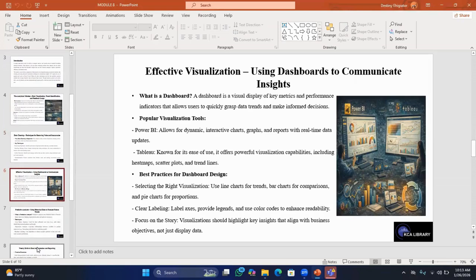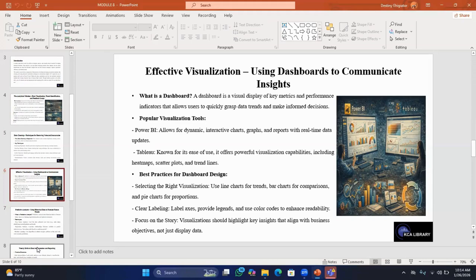Now, let's look at effective visualization using dashboards to communicate insights. But first, what's a dashboard? A dashboard is a visual display of key metrics and performance indicators that allow users to quickly grab data trends and make informed decisions.